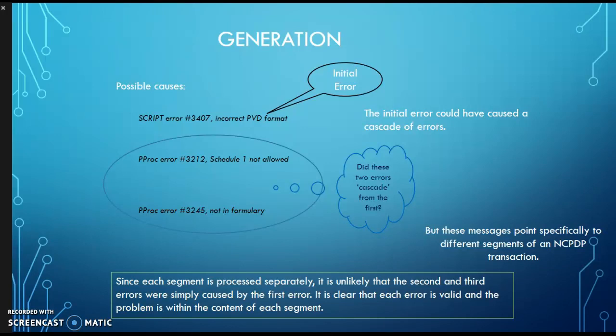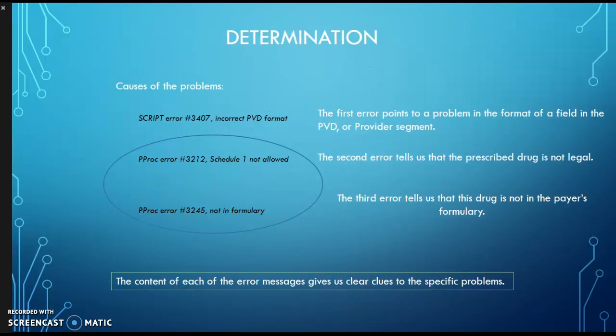However, there are definite clues that show this is not the case. First, the initial error points to the PVD segment, which is for a provider, while the two other errors are related to the prescribed medication. Since it is likely that the provider segment and the medication segment are processed separately, it is unlikely that the last two errors resulted from the first error. Since the last two errors both refer to the medication, it is likely that they refer to the medication segment of the transaction. The implication of our research is that the first error should be treated as separate and distinct from the subsequent two errors.